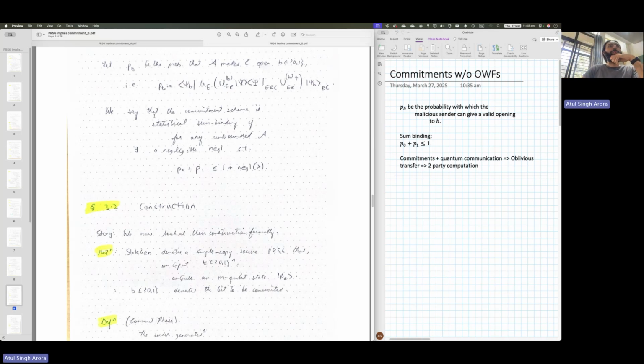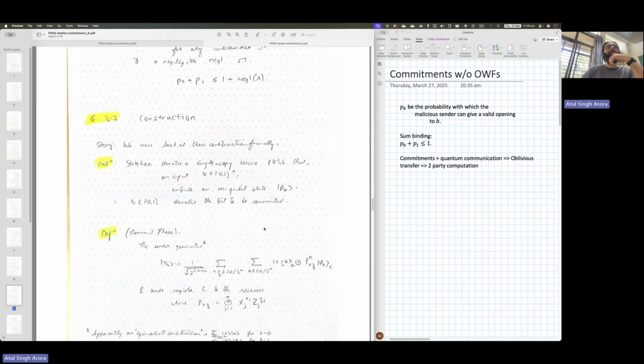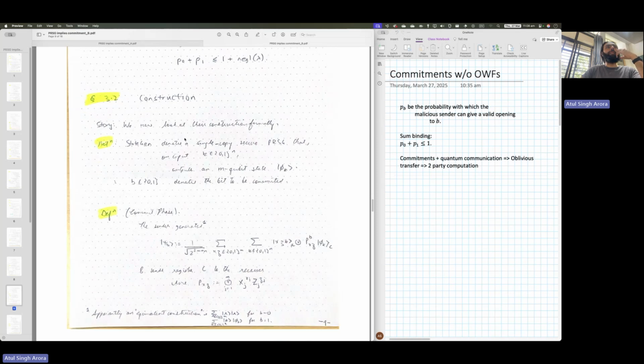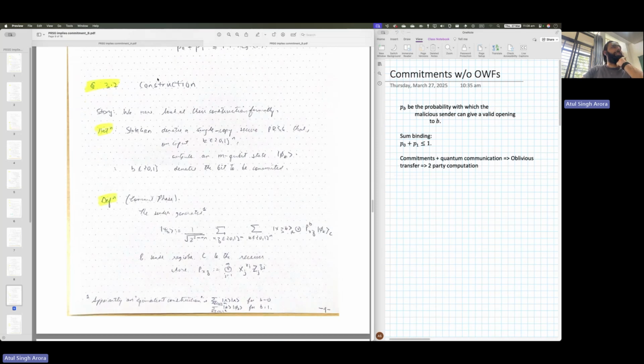Okay. So we say that the commitment is statistically sum binding if for any unbounded A there exists a negligible function such that p0 plus p1 is at most 1 plus negligible. I excluded the negligible because it was just an outline of what we wanted. So that is the definition. Hopefully that's clear. Now let's move on to the construction.